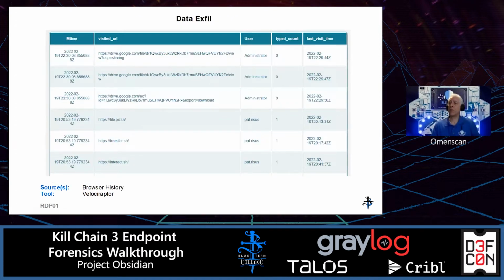Looking further at browser history, we would identify that we collected browser history using Velociraptor, converted it to a CSV file, and then took that CSV file and put it into a reporting mechanism that I use called ACH report. Using this, and I'll show that in a little bit, we see that this machine reached out to file.pizza and transfer.sh, indicating that the actor wanted to take the data from the machine and exfil it out.